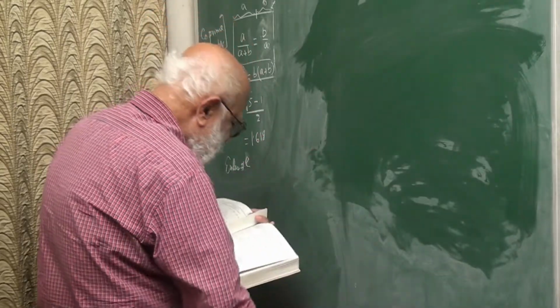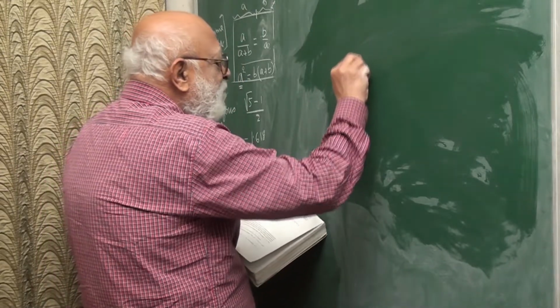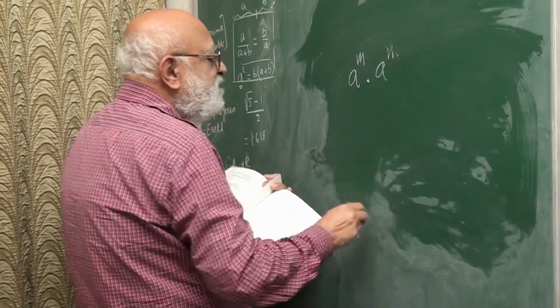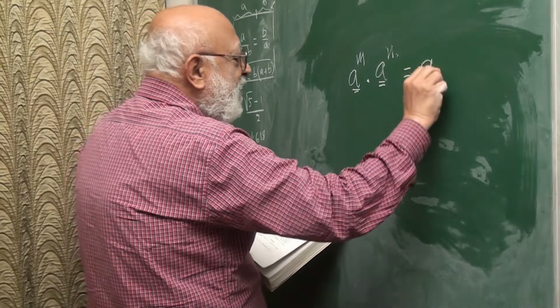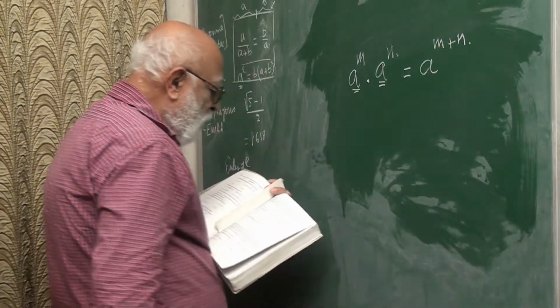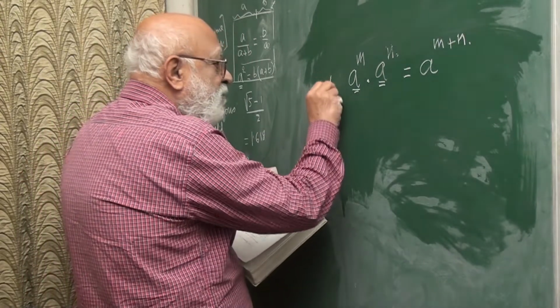First, let us discuss the rules. Let us say a to the power m into a to the power n. Base is same. So then what I can do, a to the power m plus n. So this is rule number 1.